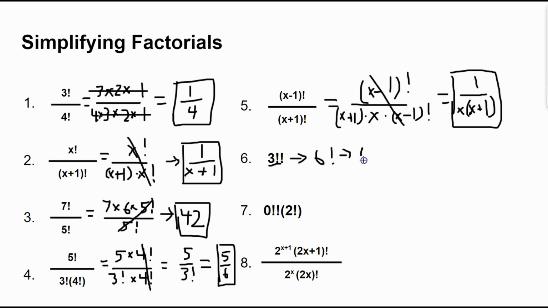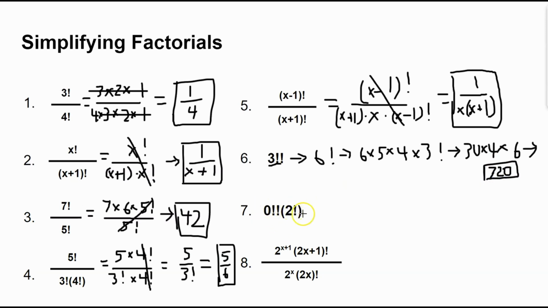We have 6 times 5 times 4 times 3 factorial. 3 factorial we already established is 6. 6 times 5 is 30. 30 times 4 is 120. So 120 times 6 is going to be equal to 720. And that's our final answer.